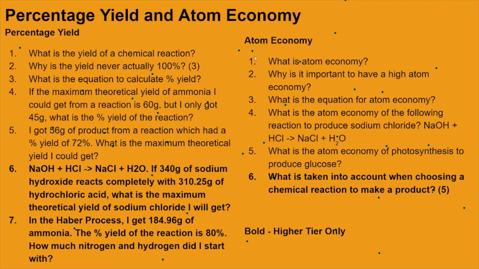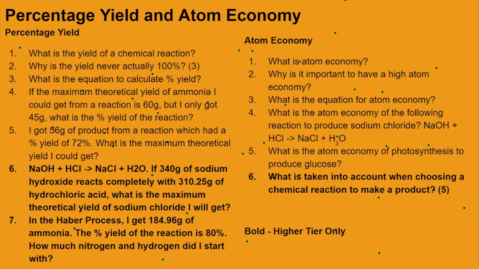So if you remember atom economy, we're talking more about the amount of useful products, and it's more about the economic reasons about atom economy. So we calculate atom economy this time in terms of relative formula mass, because we're actually talking about it on an atomic level. So we do the relative formula mass of the useful products that we want, divided by the relative formula mass of all the reactants that we put in.